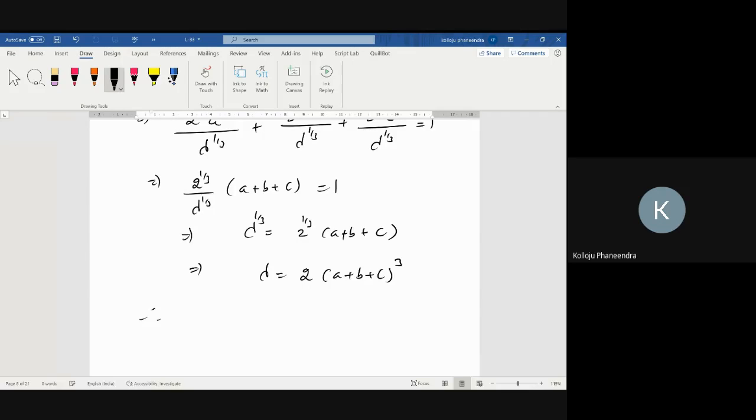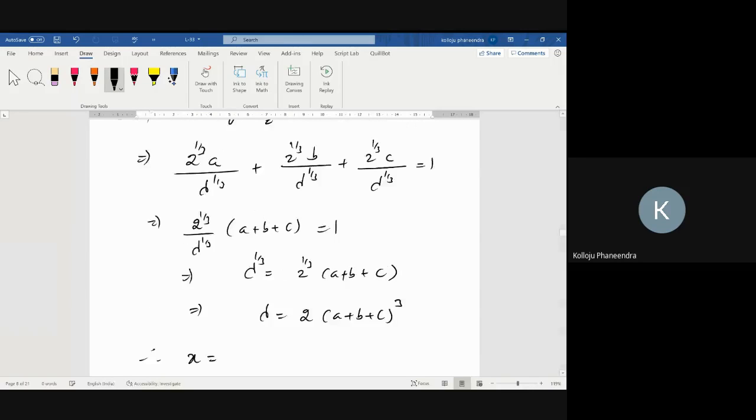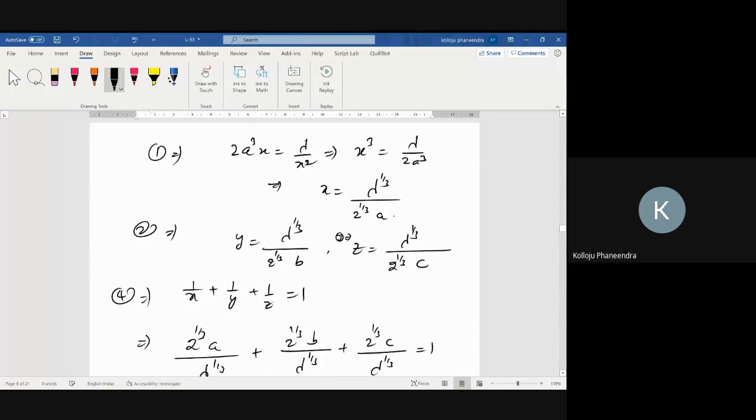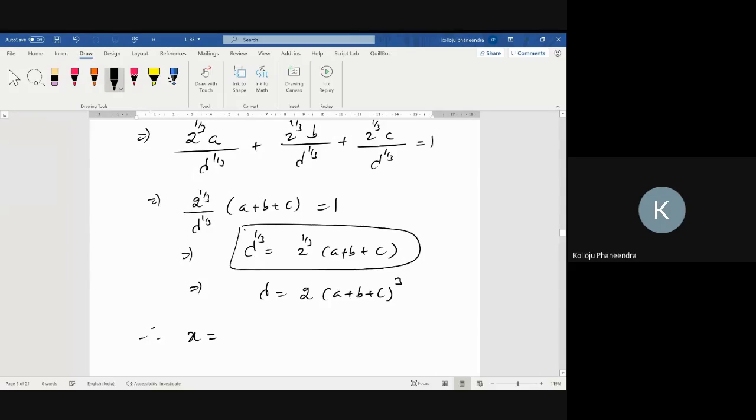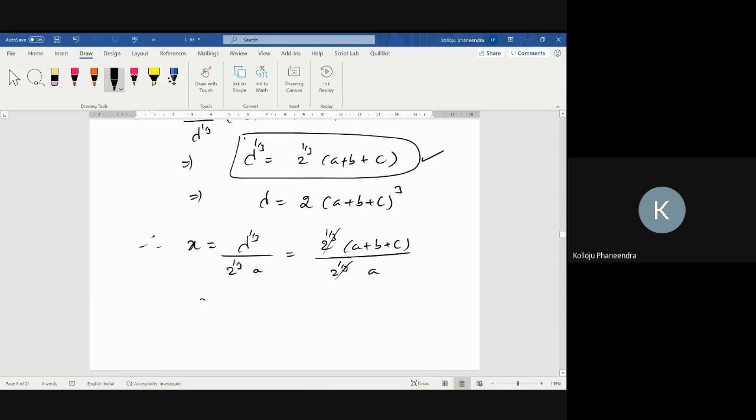If lambda is this, therefore what is the x value? X is lambda power 1 by 3 by 2 power 1 by 3 a. If I substitute lambda power 1 by 3, this is (a plus b plus c) times 2 power 1 by 3, divided by 2 power 1 by 3 a. So this cancels. The x value is a plus b plus c by a. In cyclic form, I can write sigma a by a.